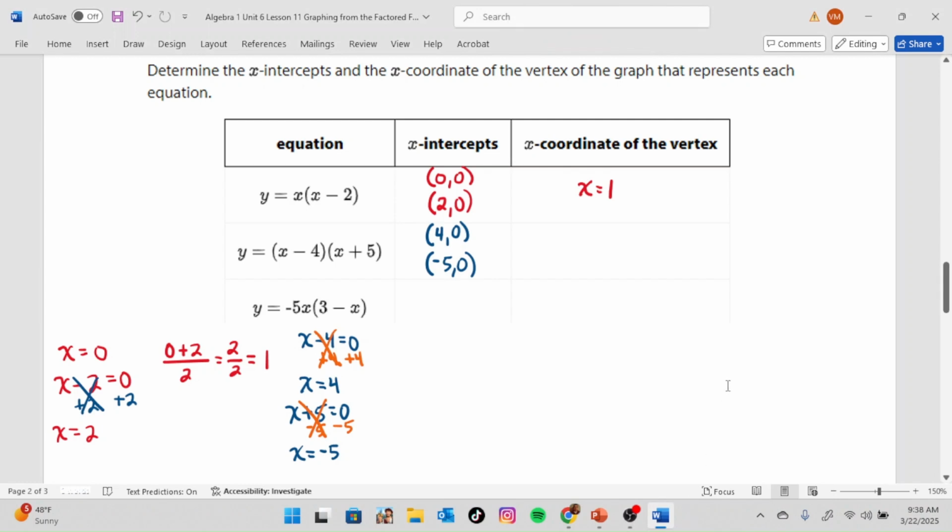Now that we know the x-intercepts, we can add them together. So we have 4 plus negative 5, and we divide it by 2. Well, this becomes 4 minus 5 divided by 2, which is negative 1/2. So that means the x-coordinate of the vertex is going to be x equals negative 1/2.